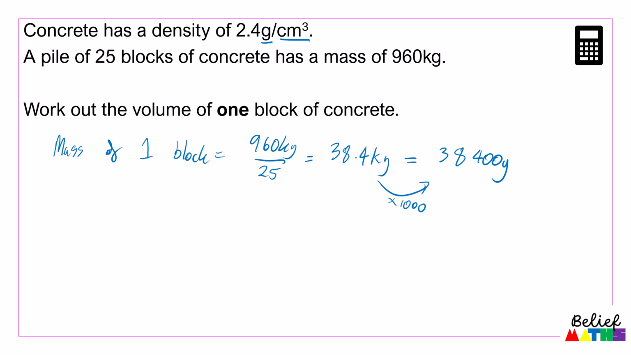Now we can figure out the volume. So the volume is mass divided by density, so 38,400 divided by the density of 2.4, and that tells us the volume of one block is 16,000 centimeters cubed. Be conscious they may ask you to write your answer in meters cubed. In this case it doesn't specify, so we can just leave it as centimeters cubed.